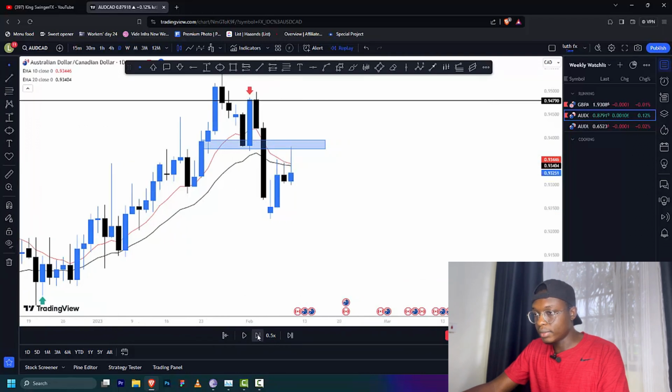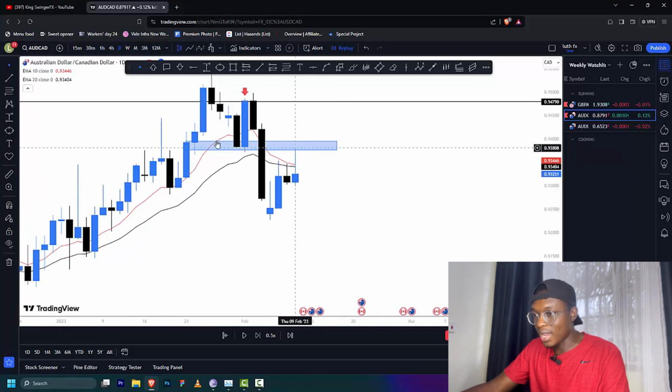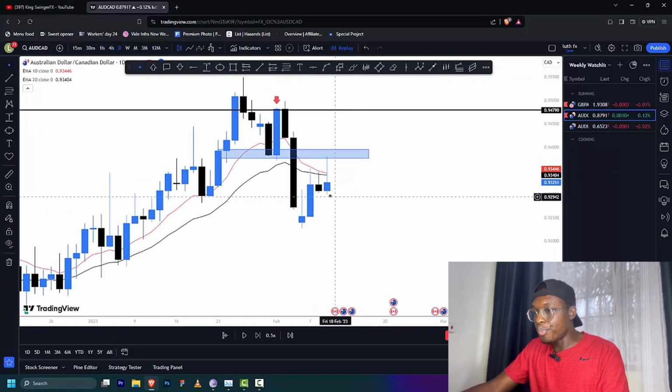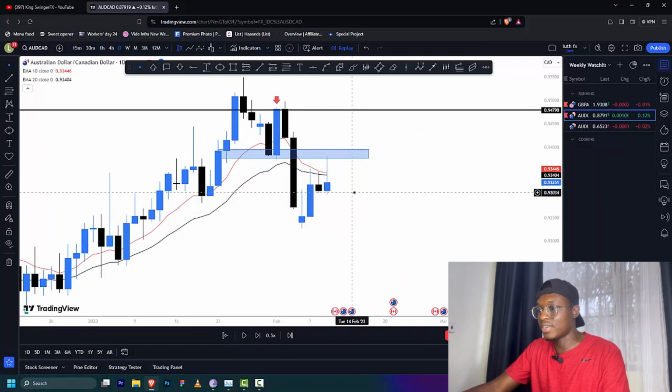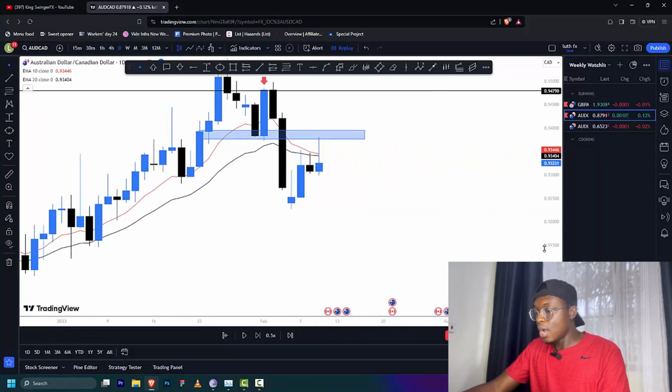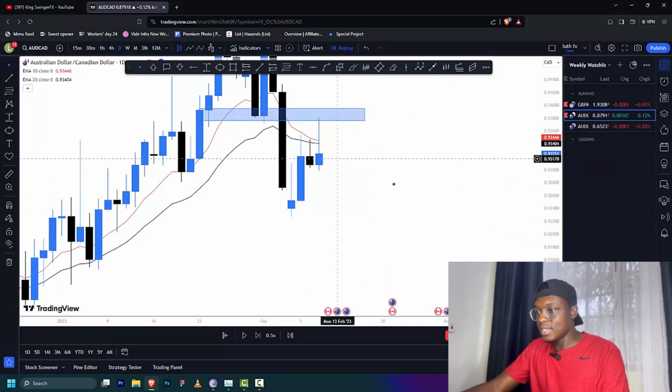Price is pulling back. Beautiful. Now you can see price pulling right into our neckline. We are currently on a daily time frame. Immediately price pulled to our neckline, we saw price making a huge rejection, right? From a very beautiful doji candle right here.